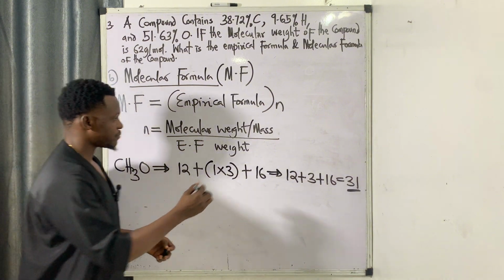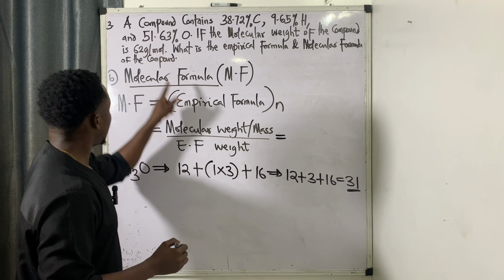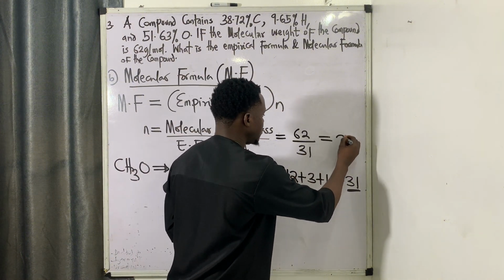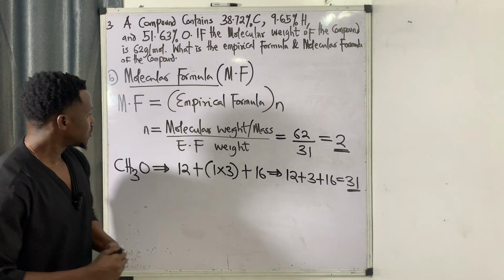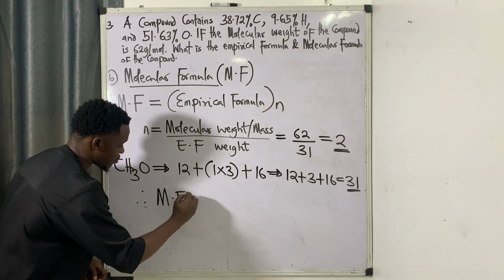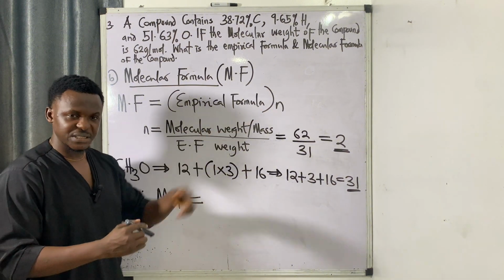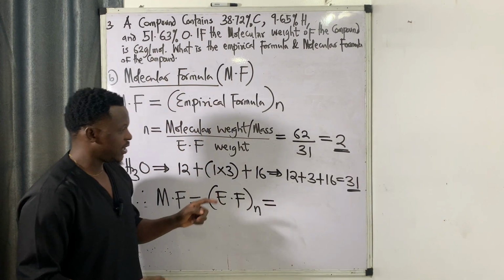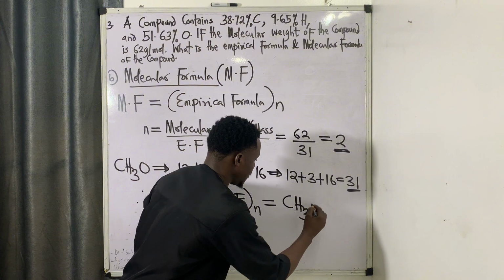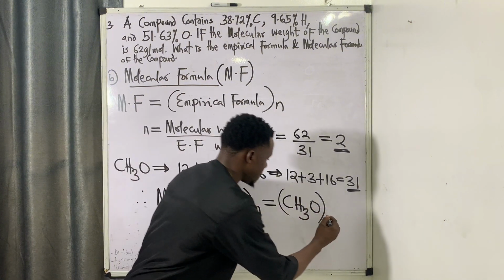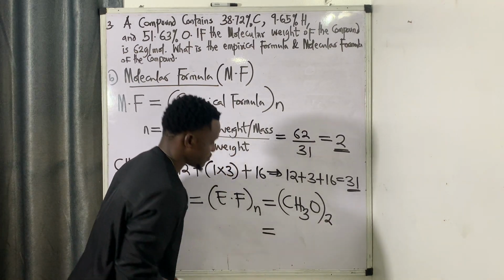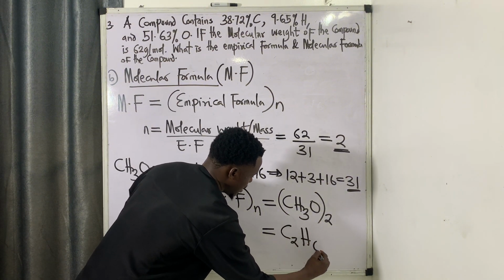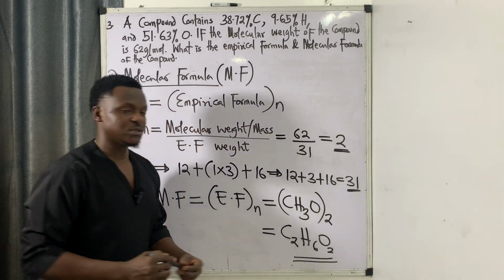All right. So we'll come here. We'll say the molecular weight of the compound was 62. Our empirical formula weight is 31. So our N becomes equal to 2. Can you see that? So therefore, our molecular formula is equal to empirical formula subscript N. What is our E.F? CH3O. What is our N? 2. So this 2 is going to expand the brackets. This is C2H6O2. So that is the molecular formula of the compound.